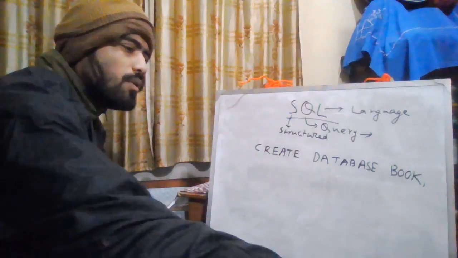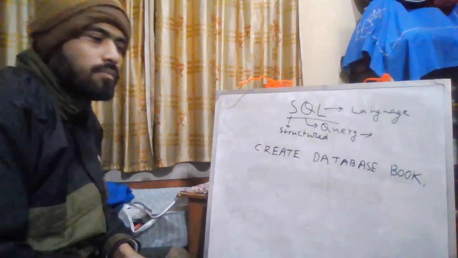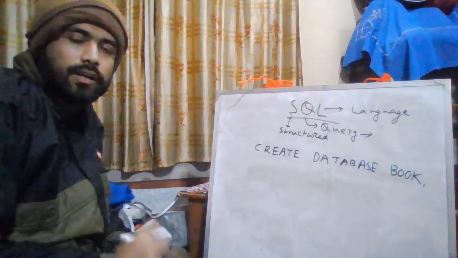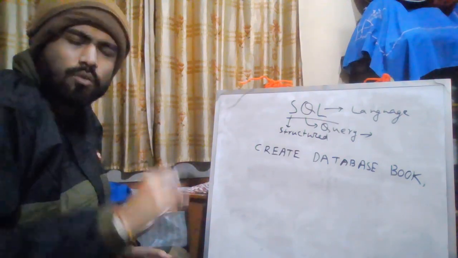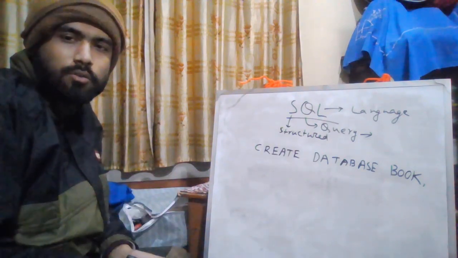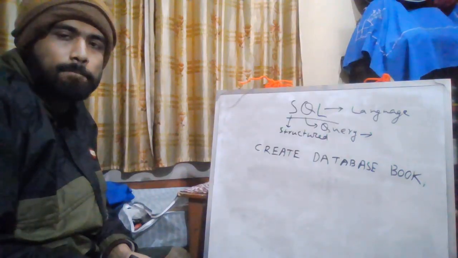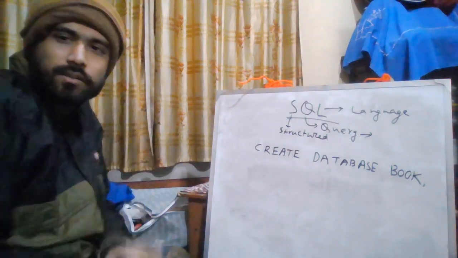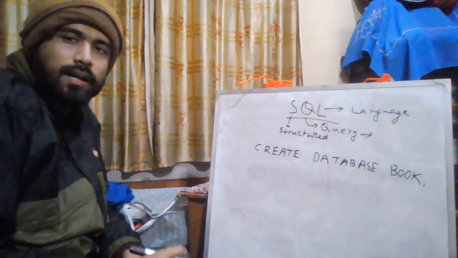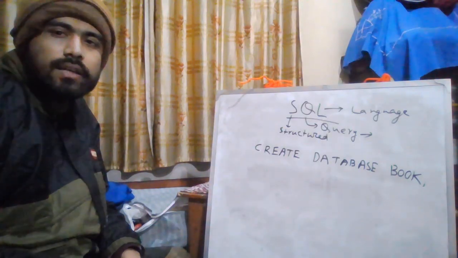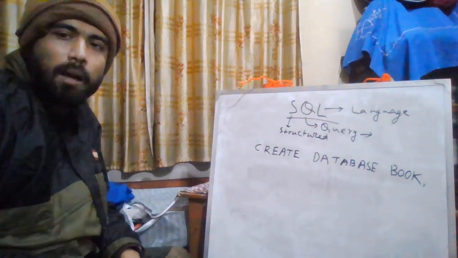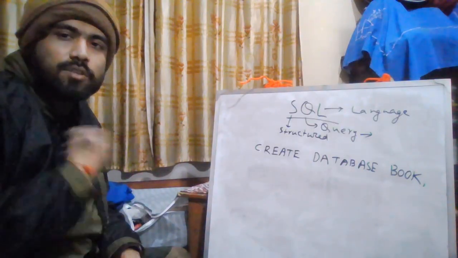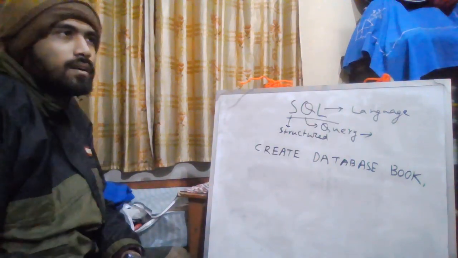So data type. What are the data types you can think about? If I ask you, what are the data? If I talk about data, what are the data types you can think about? So the first type of data that comes into our mind is numbers. Numbers, isn't it?